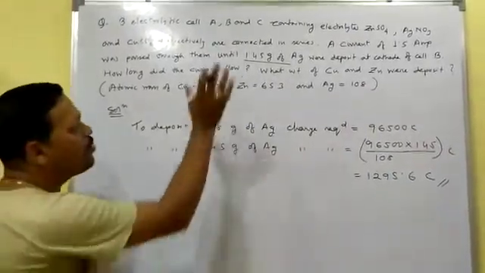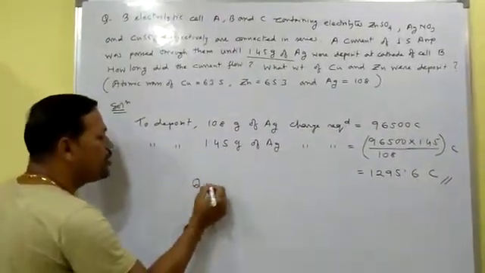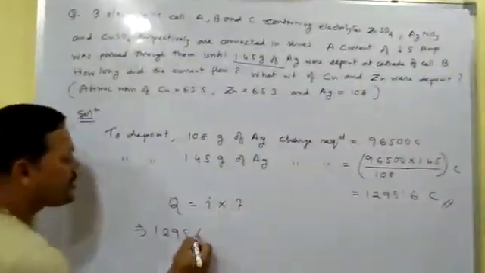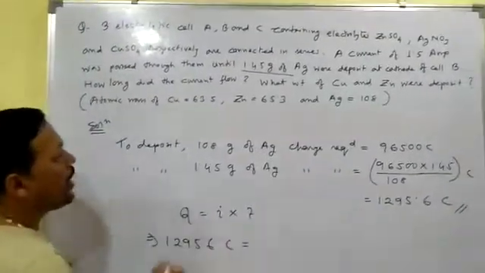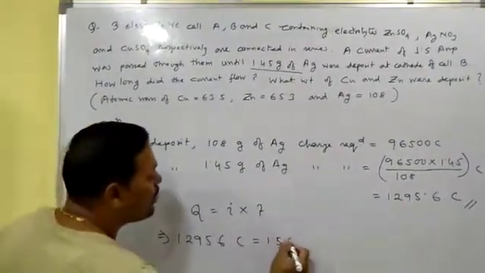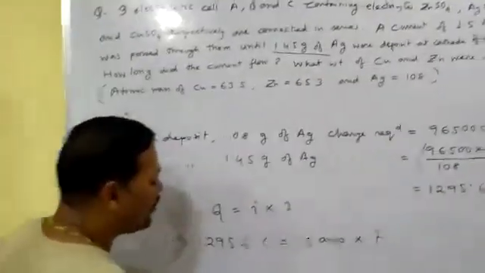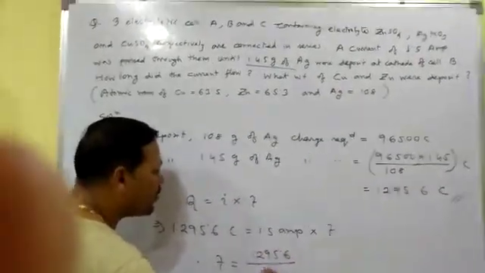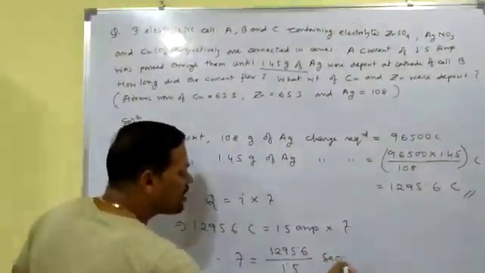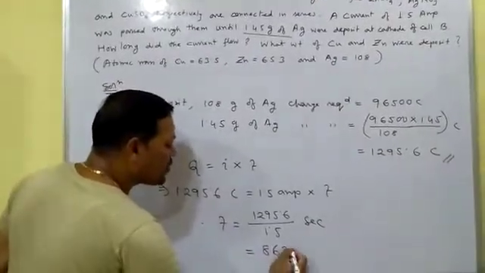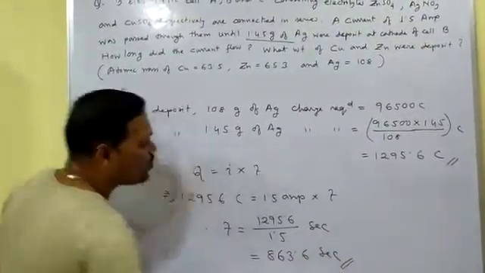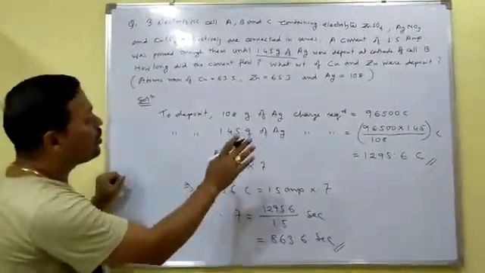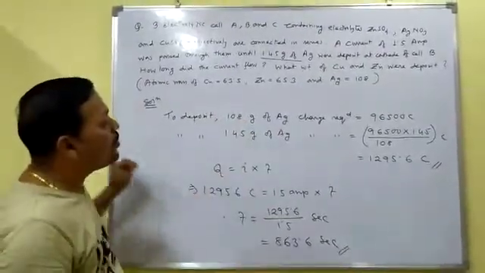So you have got the charge, how much charge you have applied. As you know, Q is equal to I into T. Q we have got, 1295.6 coulomb. I is given, 1.5 ampere. So you can find out the time. Therefore time will be 1295.6 divided by 1.5. The unit you will get is seconds. So you will get 863.6 seconds. So this is the time required to deposit 1.45 gram of silver.